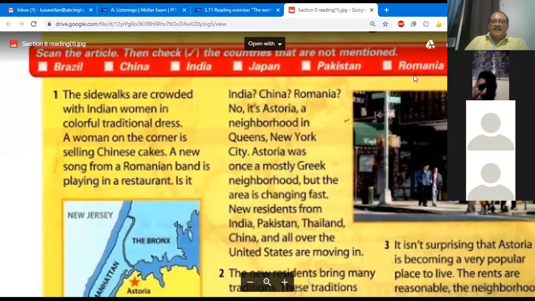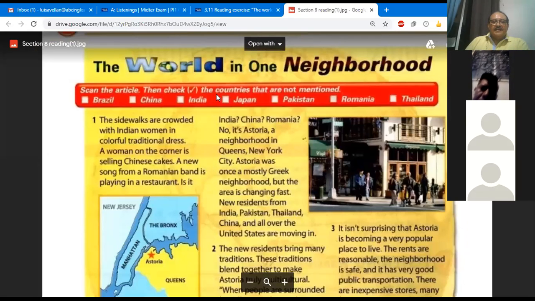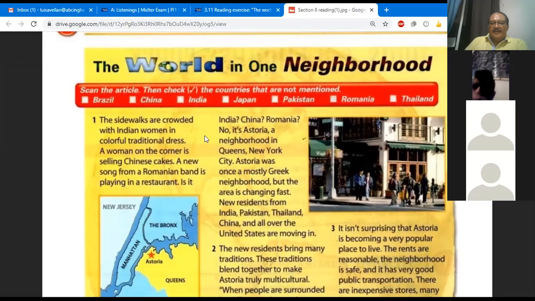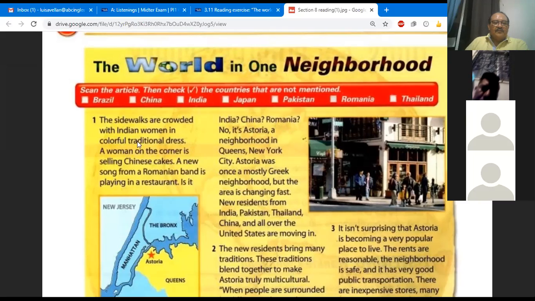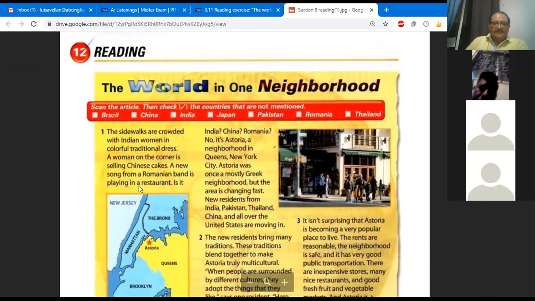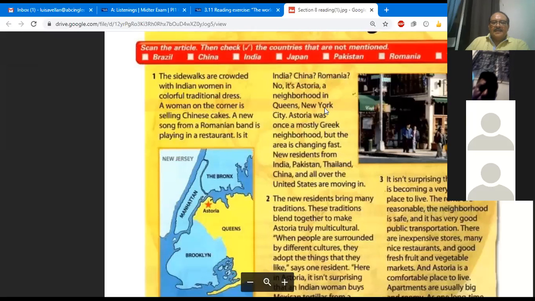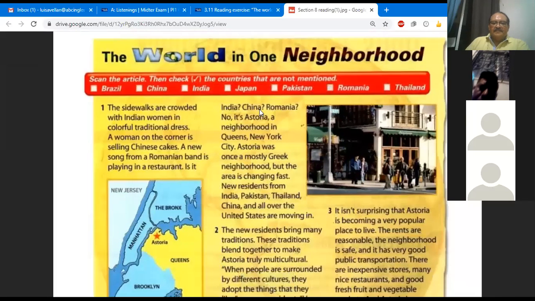It says the world in the neighborhood. Scan the article, then check the countries that are not mentioned. Brazil, China, India, Japan, Pakistan, Romania, and Thailand. The sidewalks are crowded with Indian women in colorful traditional dress. A woman on the corner is selling Chinese cake. A new song from a Romanian band is playing in a restaurant. Is it India? China? Romania? No, it's Astoria, a neighborhood in Queens, New York.